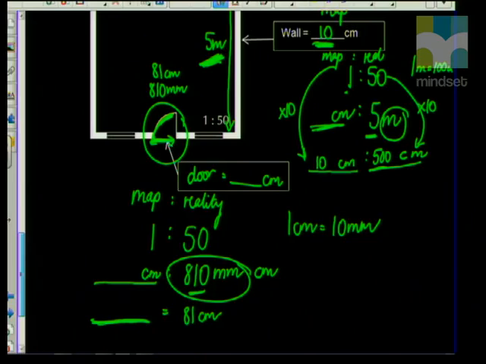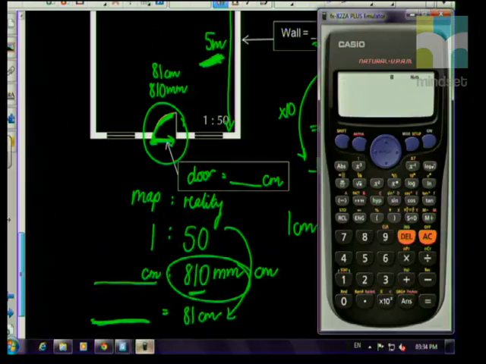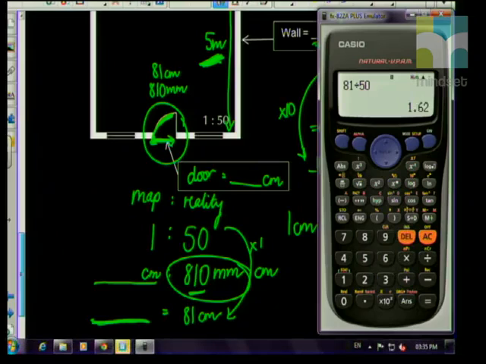How I do that is I need to work out what I multiplied the 50 by to get 81. The best idea is to get out my calculator and say 81 divided by 50. And I get an answer of 1.62. So I've multiplied 50 by 1.62 to get 81 centimeters in real life.